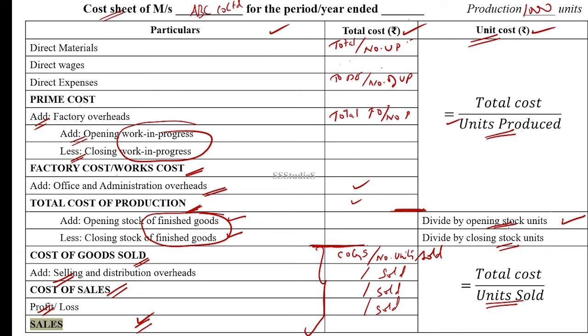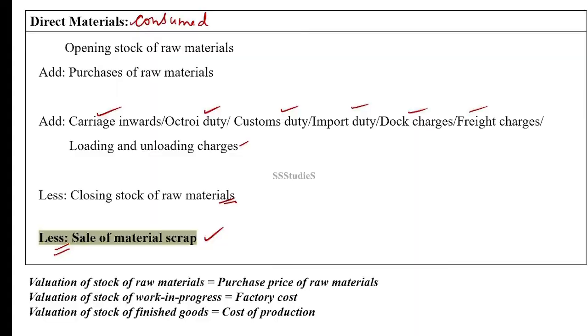It is mandated to show cost per unit when we are preparing cost sheet, provided we have the information relating to number of units produced during the year. So that's the gist of cost sheet. Let us move ahead. We already discussed how we calculate direct materials. Quickly we'll look into this.